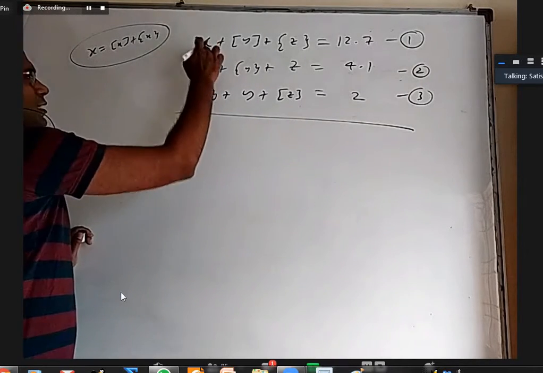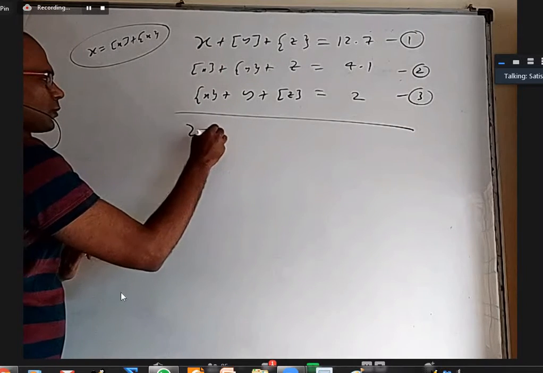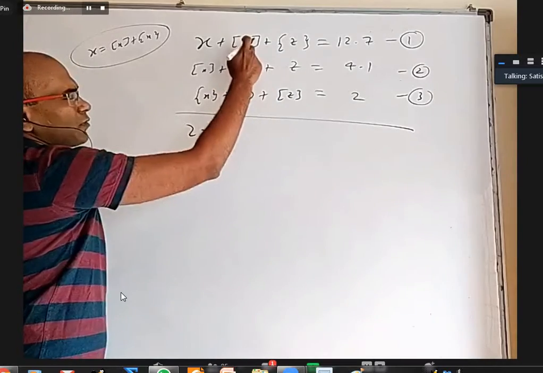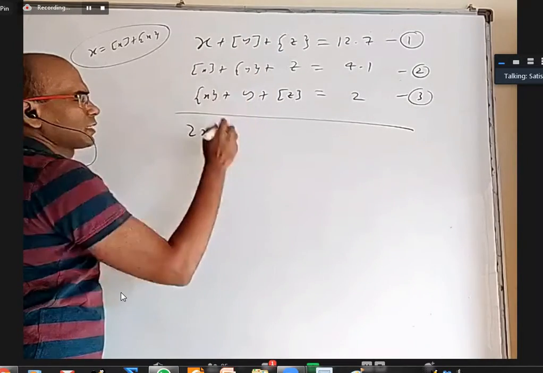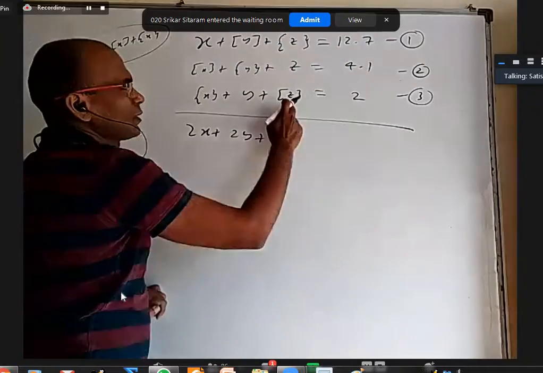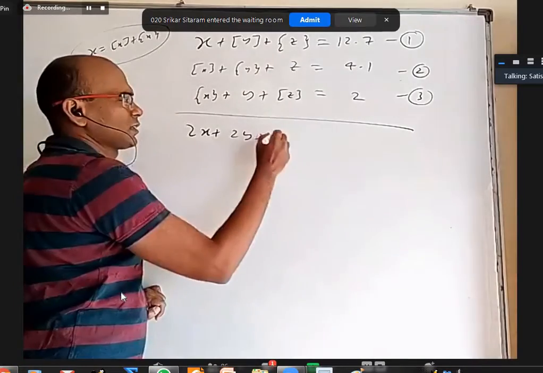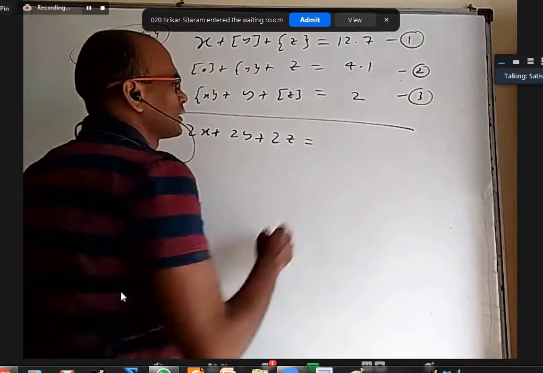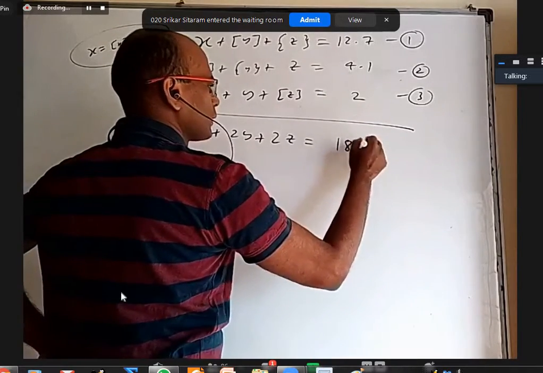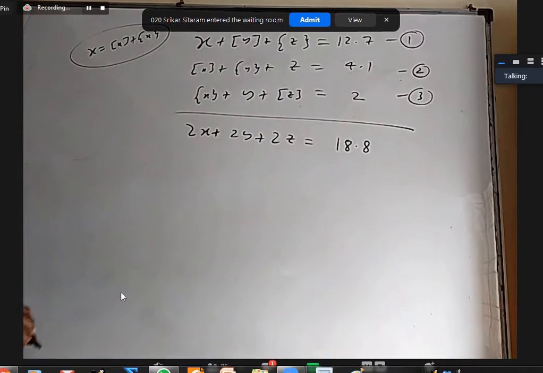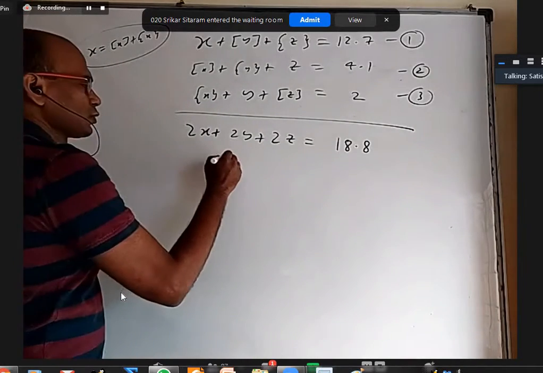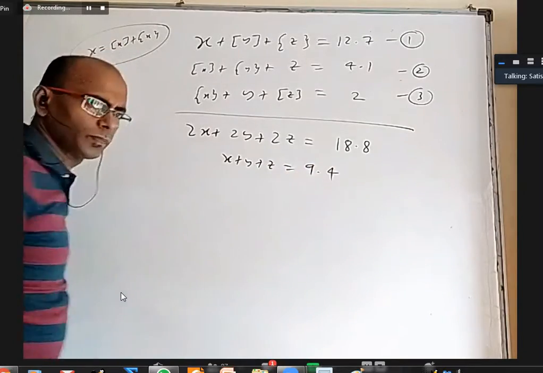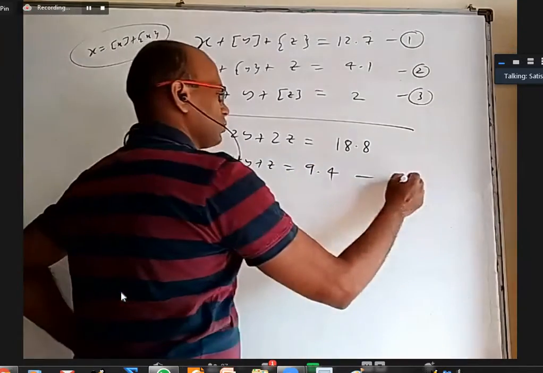So when I add this plus this plus this, I'll get 2x because this plus this is x and this also x. This plus this is y. Fractional part of y plus integer part of y is y plus another y, which is 2y. Similarly, integer part of z plus fractional part of z is z plus another z, which is 2z. This is 18.8. When you divide by 2, x plus y plus z is 9.4. So that is equation 4.